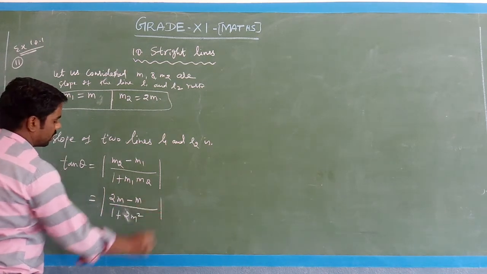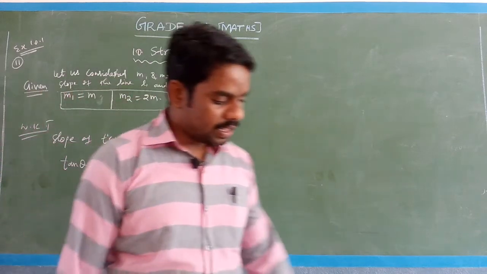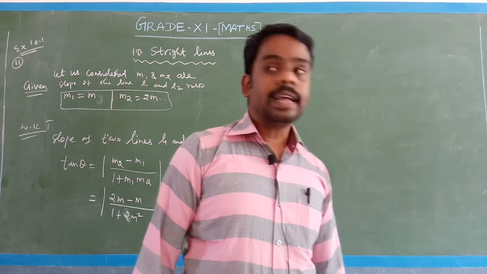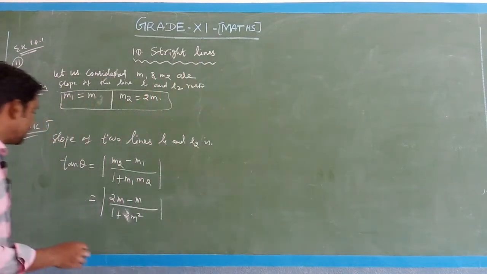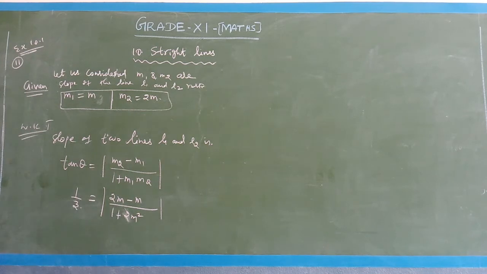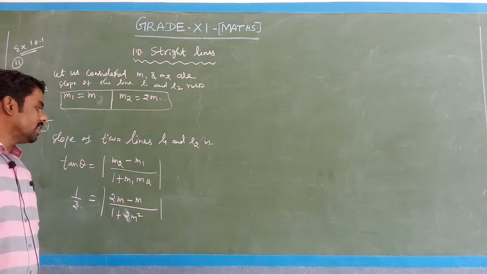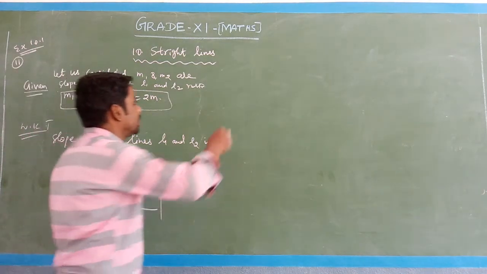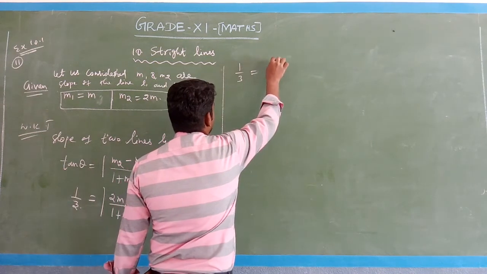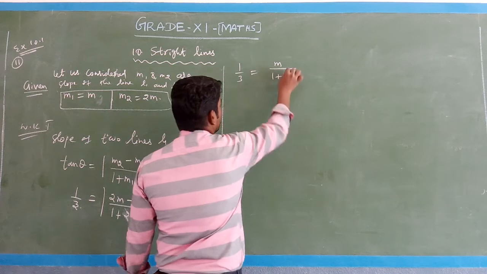The slope of the tangent is already given information, 1 by 3. So 1 by 3 is equal to (2m minus m) divided by (1 plus 2m squared). 2m minus m is equal to m. So 1 by 3 is equal to m divided by 1 plus 2m squared, in modulus.